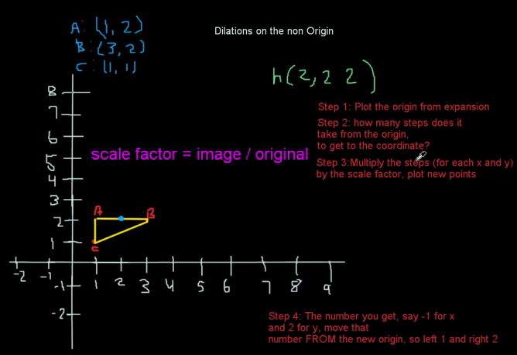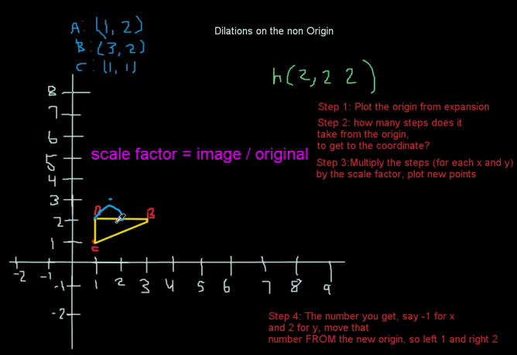Step 2, how many steps does it take from the origin to get to the coordinate? Let's do coordinate A right here. It takes 1 step to the left, so this would be -1, and you don't have to go any more, otherwise it would be -2, but you're already at A. So it goes left 1, but it doesn't go up anywhere else.